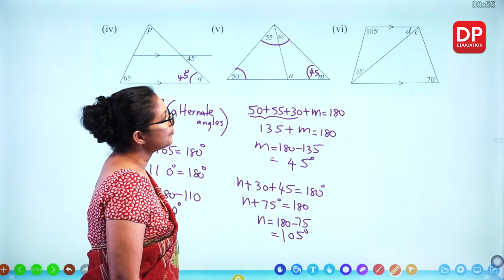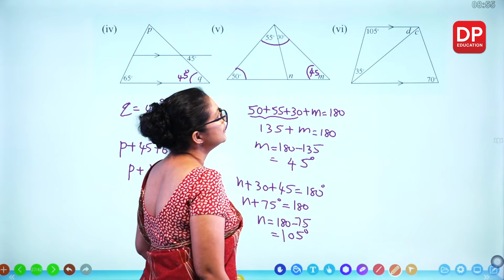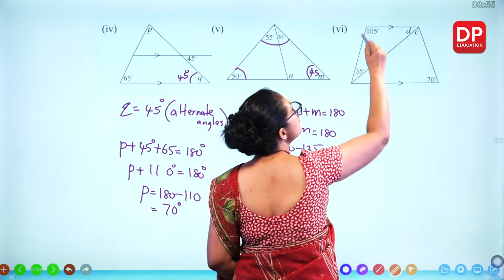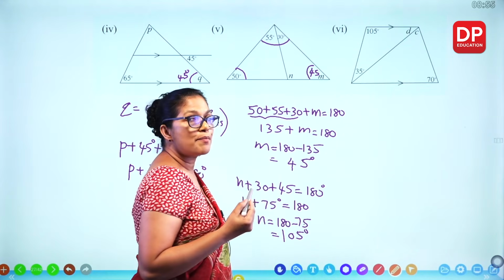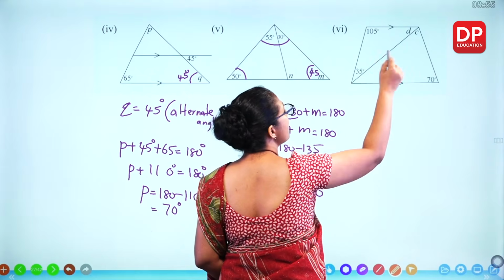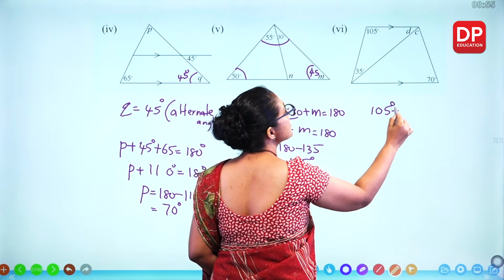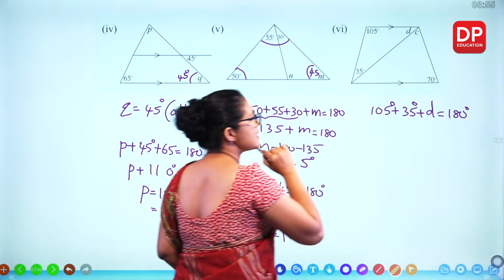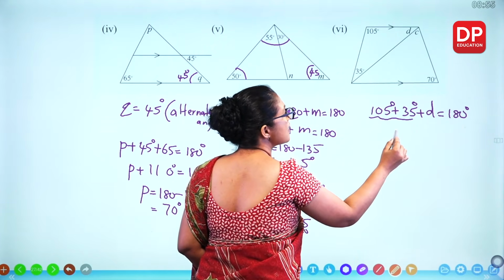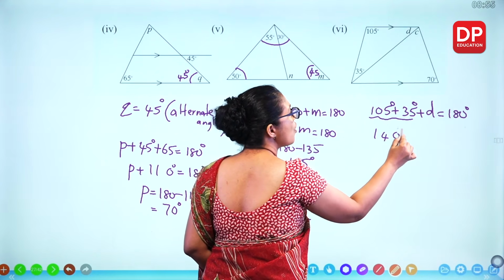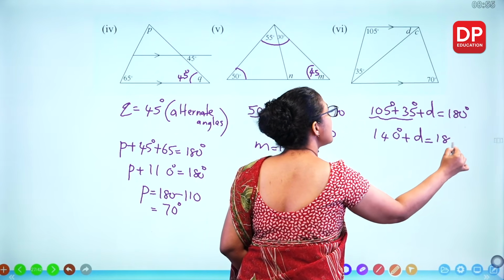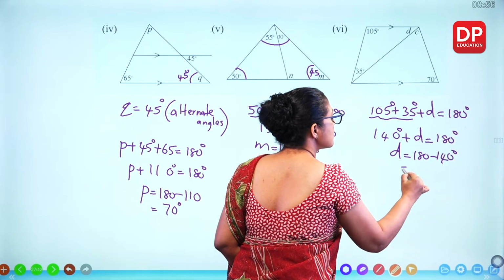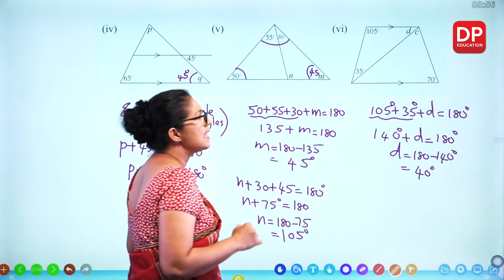Now look at the next one. Next diagram, I can see these two lines are parallel. And also, when you take these three angles, they add up to 180. So straight away I can write 105 plus 35 plus D is equal to 180. So when you add these two, you get 5, 5, 10, 1 remaining, 140 plus D equals 180. So what's D? You subtract 140 from that. So you get 40 degrees.